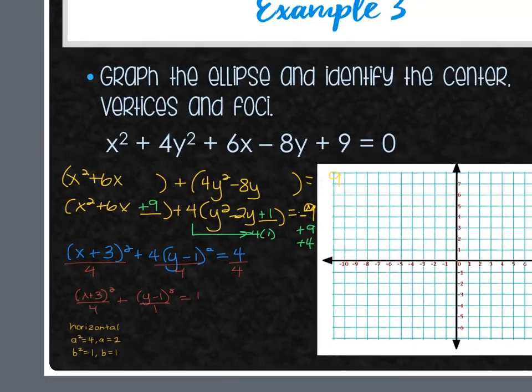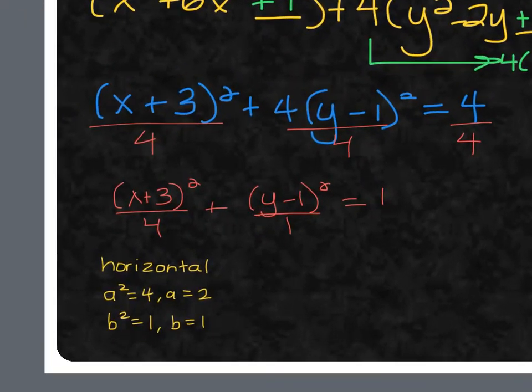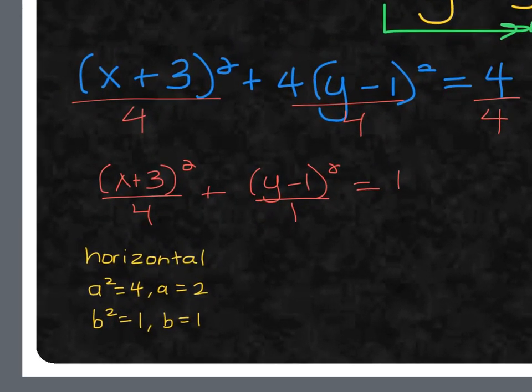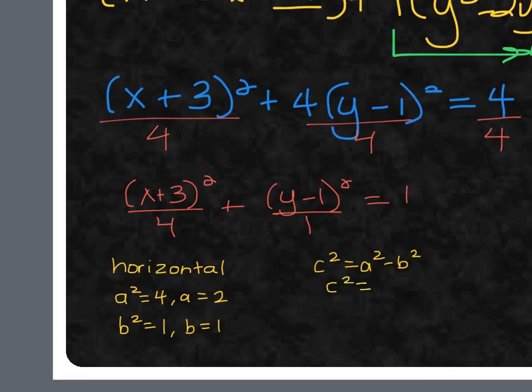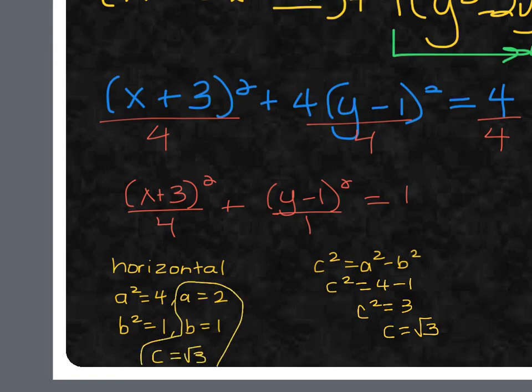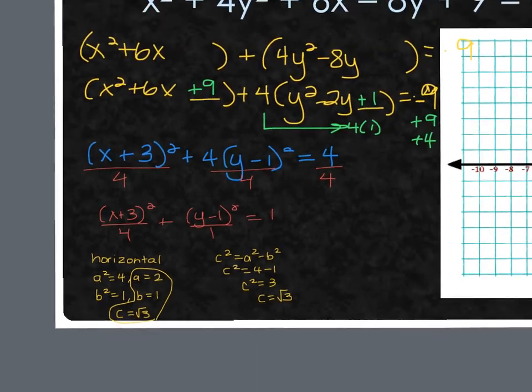And this does ask for the foci, so I'm going to take it the step further and find c. The relationship of c squared to a squared and b squared is c squared equals a squared minus b squared. So c squared would equal 4 minus 1. C squared equals 3. C equals the square root of 3. So I've got all the letters I need. Now I've got to apply them.